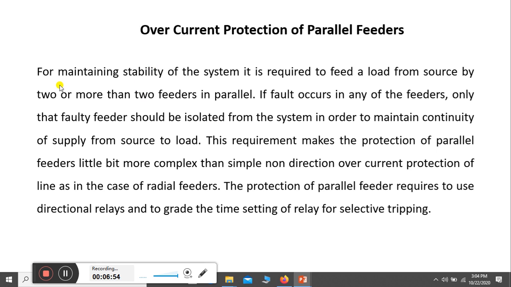The same thing has been written here: for maintaining the stability of the system, it is required to feed a load from the source by two or more feeders in parallel. If a fault occurs in any of the feeders, only that faulty feeder should be isolated from the system in order to maintain the continuity of supply from source to load. These requirements make the protection of parallel feeders a little more complex than the simple non-directional overcurrent protection of lines, as in the case of radial feeders. The protection of parallel feeders requires the use of directional relays and grading the time setting of relays for selective tripping. Accordingly, we time grade the relays as per our requirement.